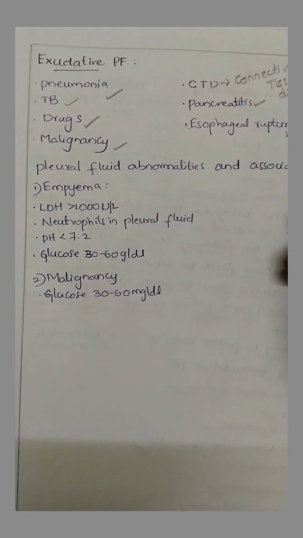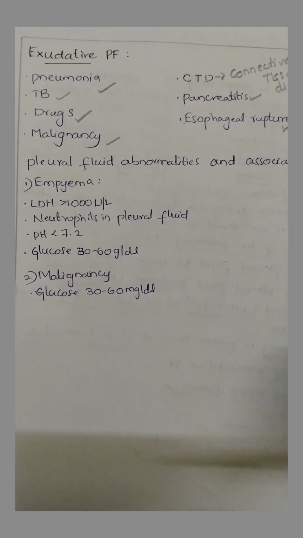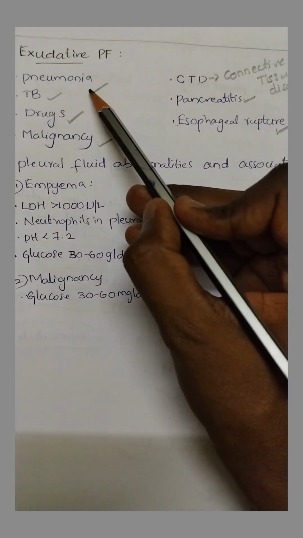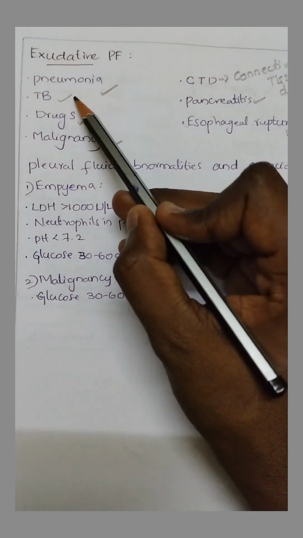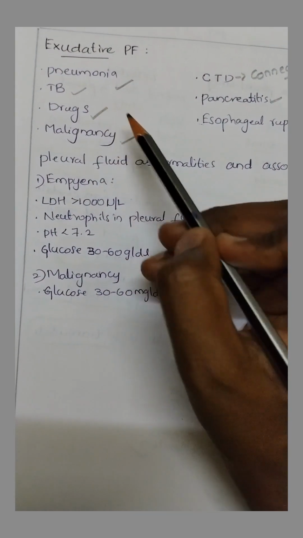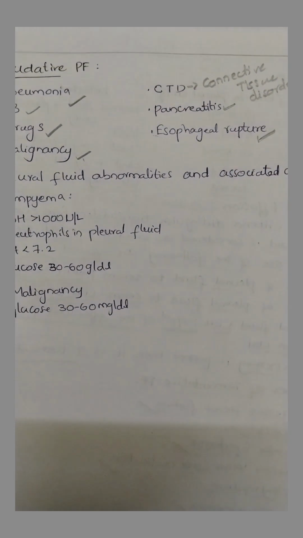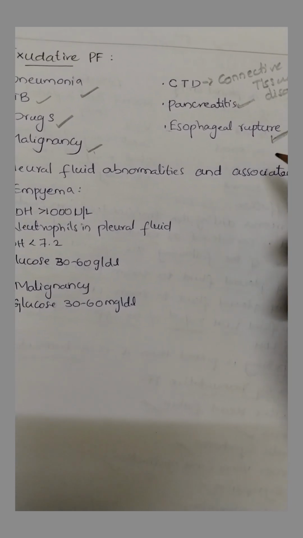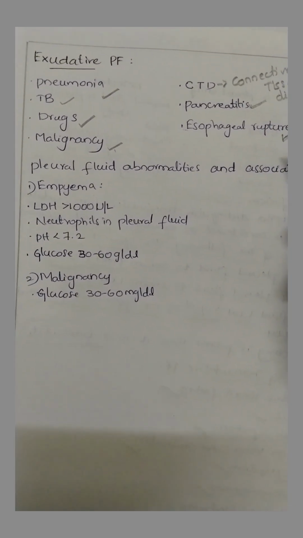So let me say the causes of exudative pleural effusion again. The most important causes are pneumonia and tuberculosis, usage of drugs, and malignancies, connective tissue disorders like rheumatoid arthritis and sarcoidosis, pancreatitis, and esophageal rupture. These are all the causes of the exudative type of pleural effusion.